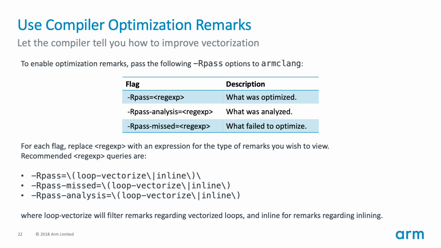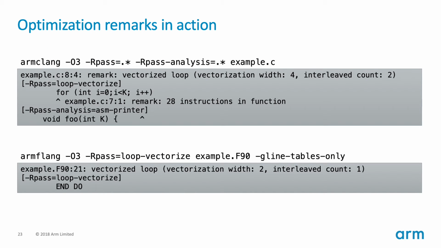And what comes out of the compiler looks a bit like this. You'll get remarks showing what loops are vectorized at what width and what interleave count. This works both for the C compiler, arm-clang, and the Fortran compiler, arm-flang.